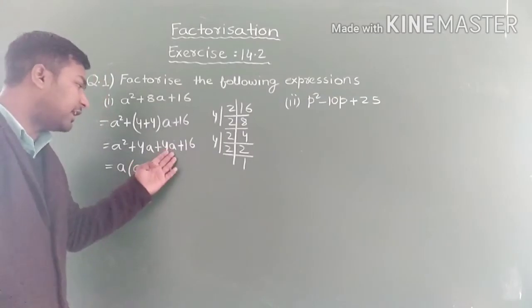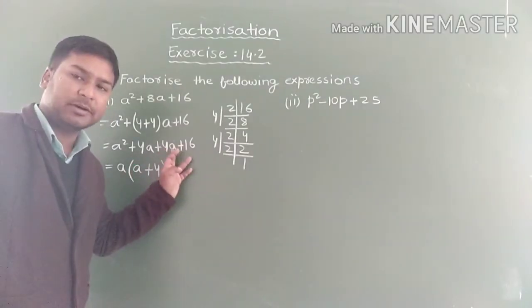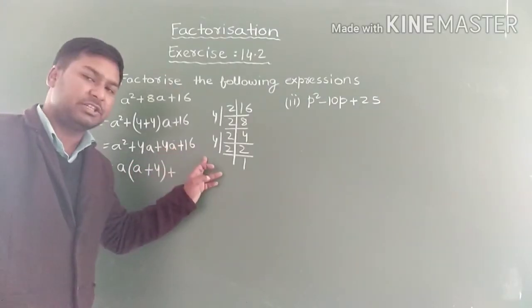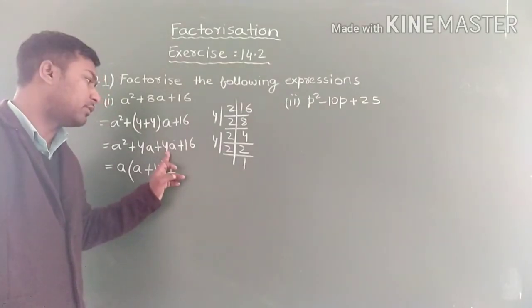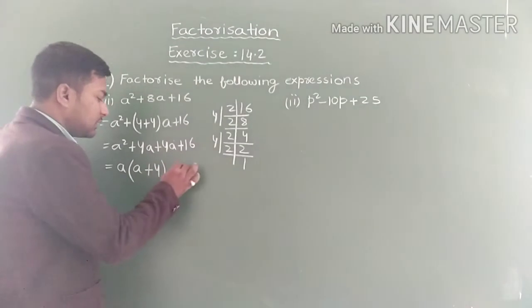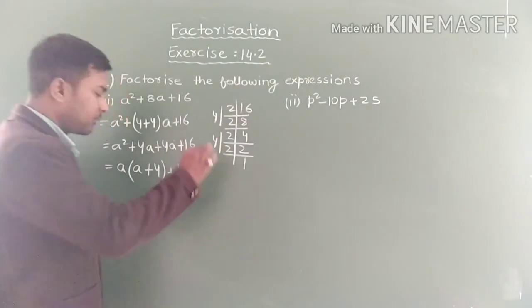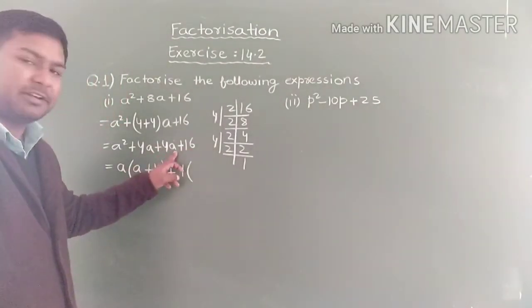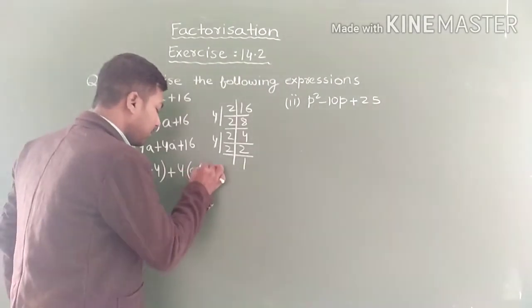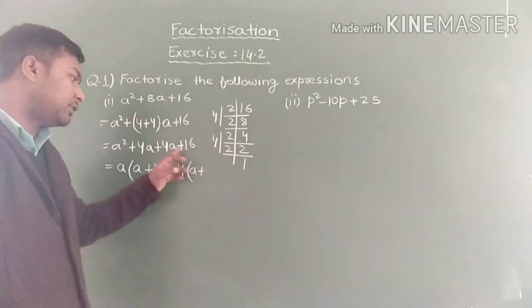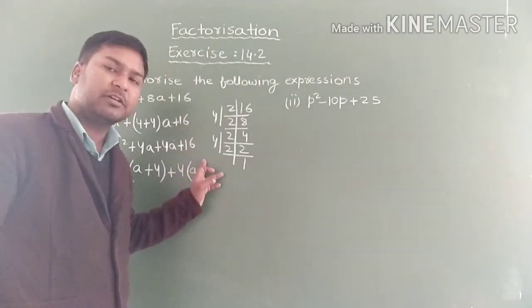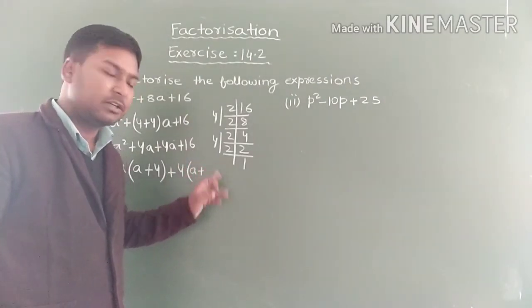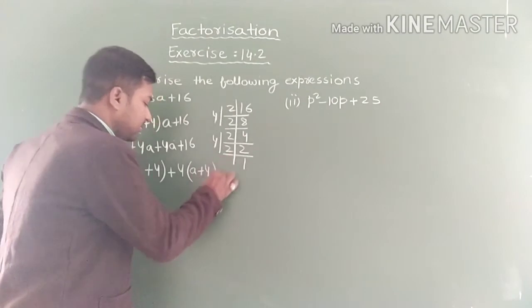Plus, now in the third and fourth terms we have to take common. So 4a and 16. What is common in those two terms? 4 is common. So just take 4. What is left? A is left. Plus, in 16, 4 is common. So what is left? 4 4s are 16, 4 is left.